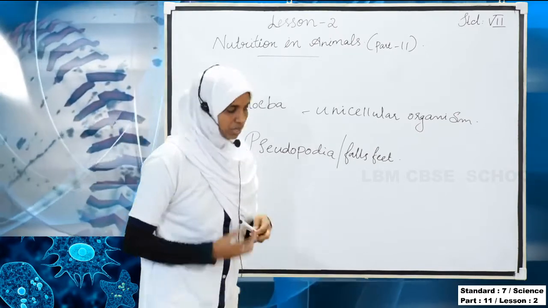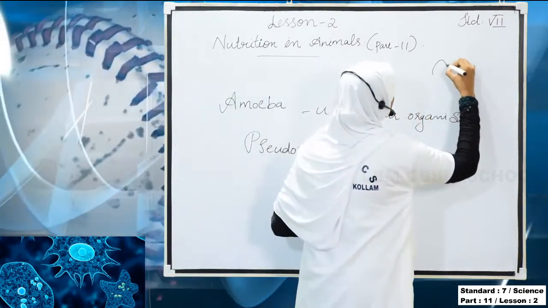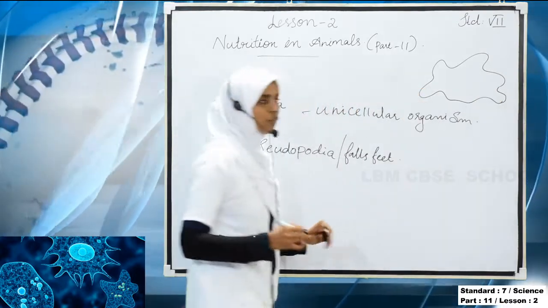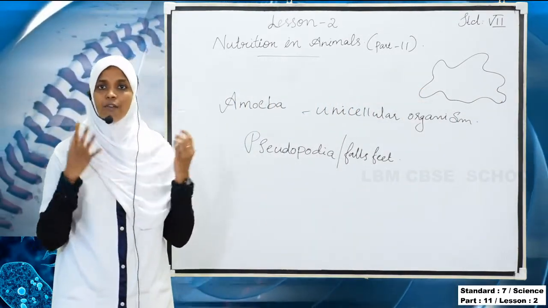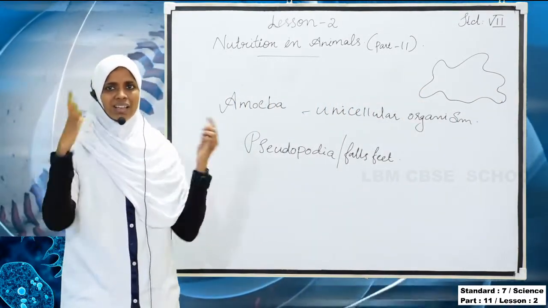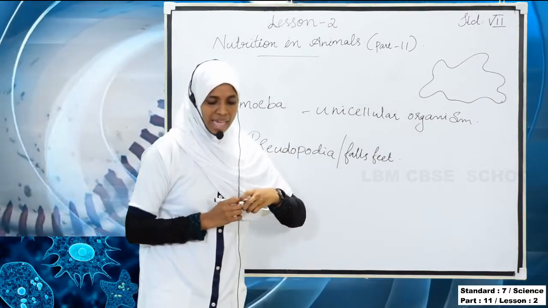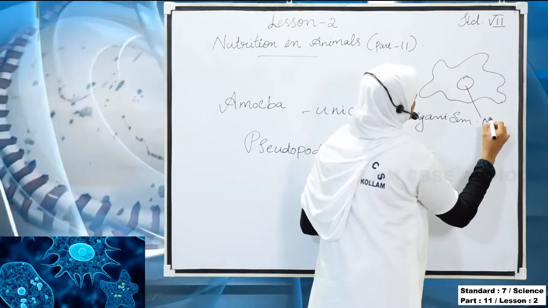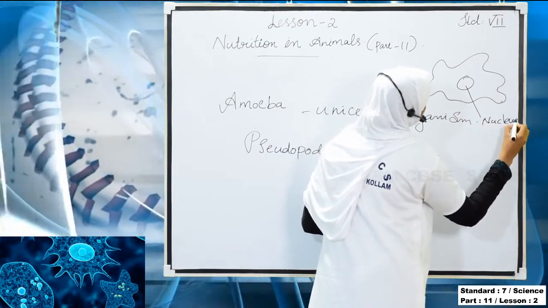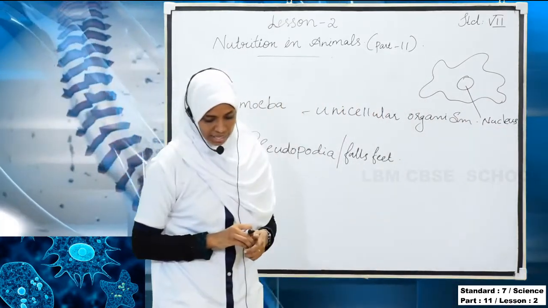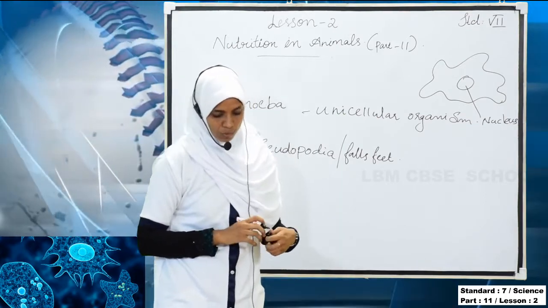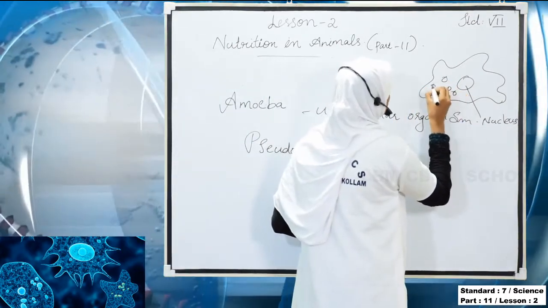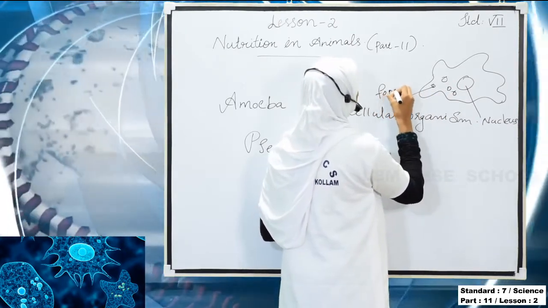So what is the structure of amoeba? It is shapeless, like this. It has no fixed shape. In amoeba there is a centrally located nucleus, there is cytoplasm, and there is a food vacuole.